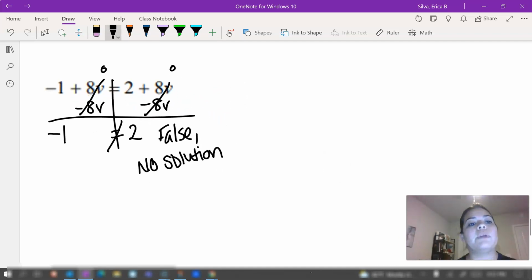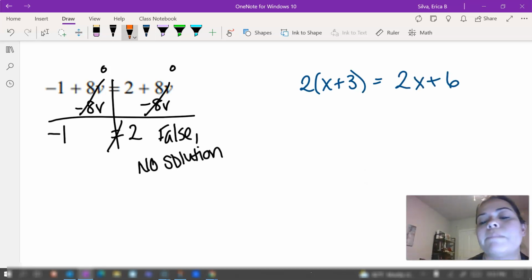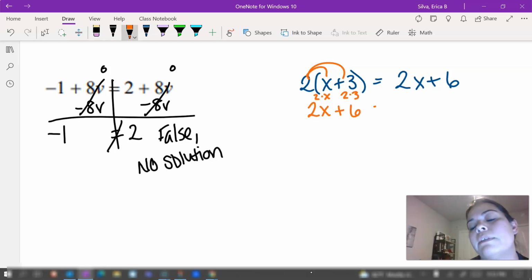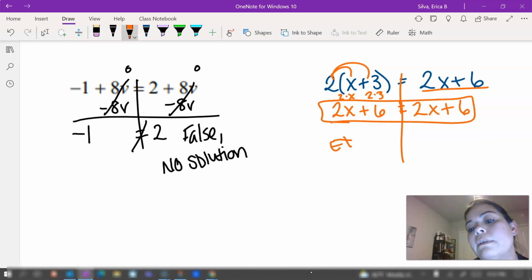Okay, let's go ahead and do one where it has infinitely many solutions. Let's say we have 2x plus 3 is equal to this. So we want to do the parentheses first. It's 2 times x, and then 2 times 3, which gives us a positive 6. If we bring down that other 2x plus 6, because there's nothing we can do about it as far as simplifying it, we end up with the exact same on both sides, which means we have infinite solutions.